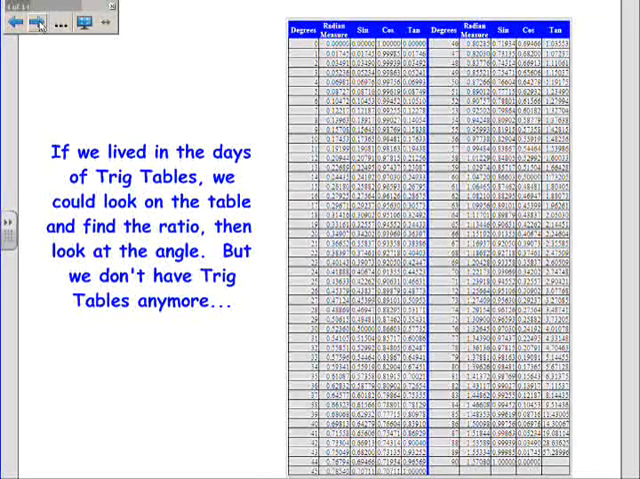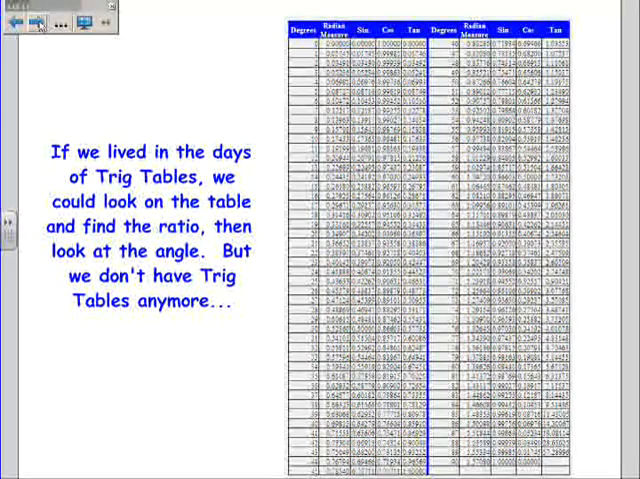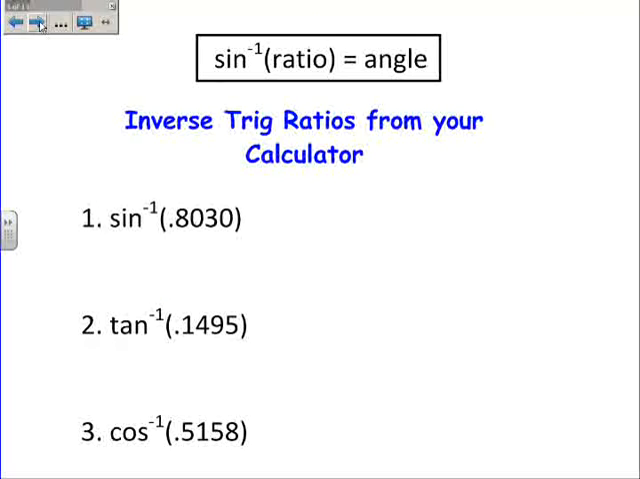Now, back in the day, BC, before calculators, when we had tables, we could look up in the table the ratio and find the angle that closely matches that ratio. But today we don't really have trig tables, so there has to be a way we can use the calculator to find those angles. And the answer is inverse trig ratios. They have these: sine to the -1, tangent to the -1, and cosine to the -1. On our graphing calculator, it's second tan, second cos, and second sine that will give you those ratios.